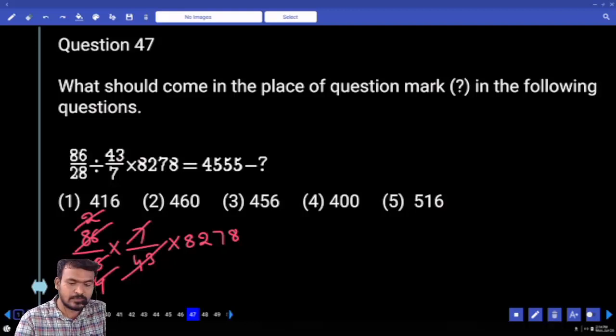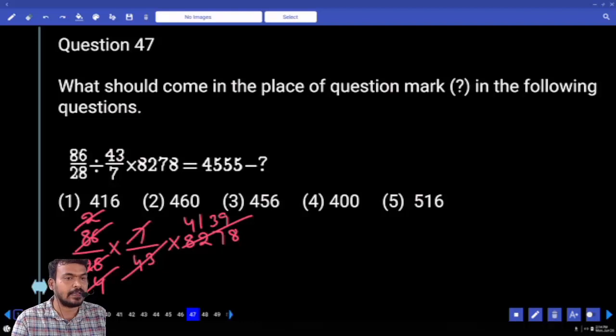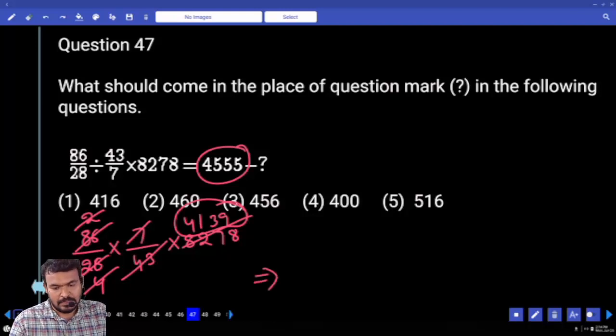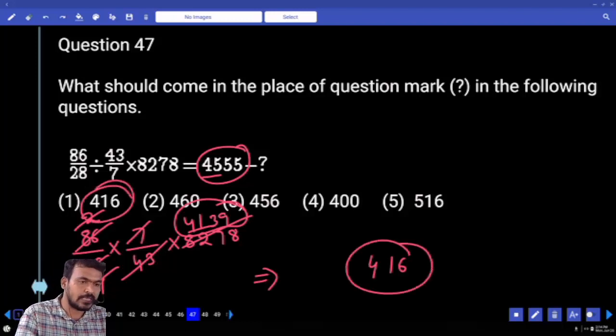4? 2 times means half of the 8 to 7 800. What is the half of the 8 to? 4 1. Half of the 7 3 9. Out of 4555 we are subtracting 4 1 3 9. 55 minus 39, 1600. End with 16. Next 45 minus 41 4. What is the answer? 416.